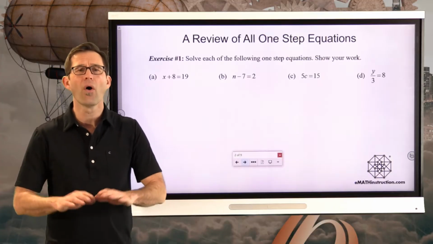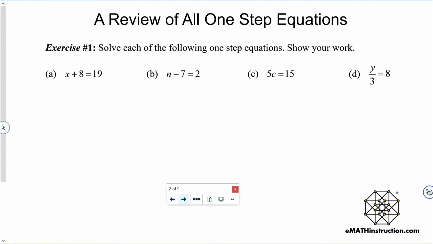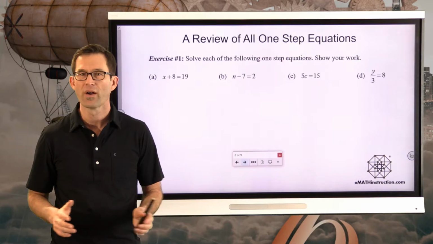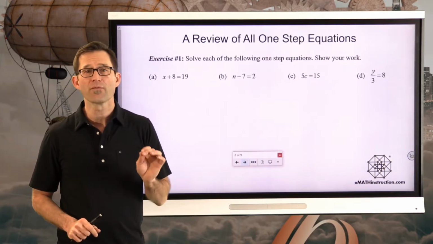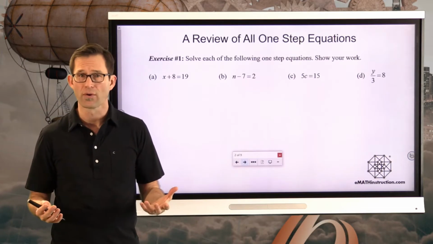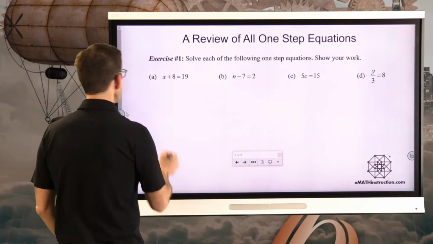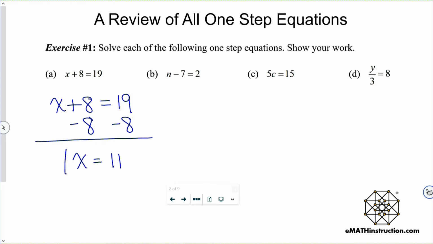All right, so a review of all one-step equations. Let's take a look at exercise number 1. Solve each of the following one-step equations. Show your work. All right, awesome. So literally, these 4 equations go through all 4 of the different types of equation solving techniques that we've seen so far. So let's go through them all together. In the first problem, where we have x plus 8 is equal to 19, we have to undo that addition of 8 by subtracting 8 from both sides. Literally, we do the opposite of what's been done to the variable, and we find that our solution to the equation is x equals 11.